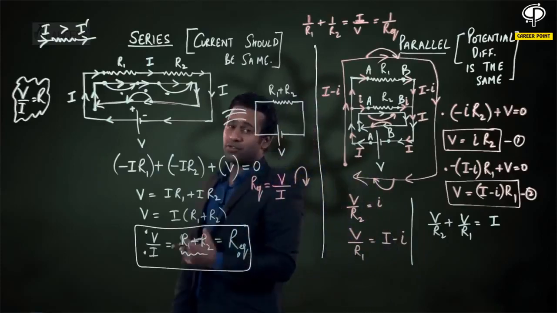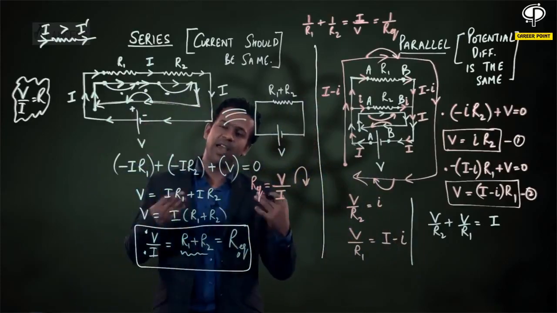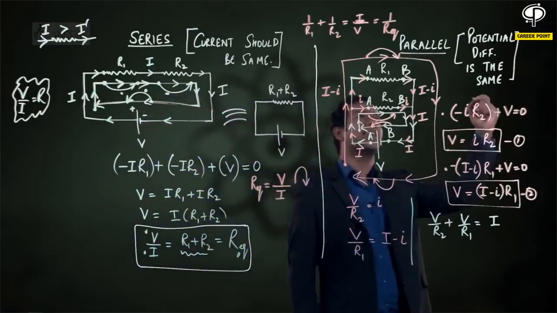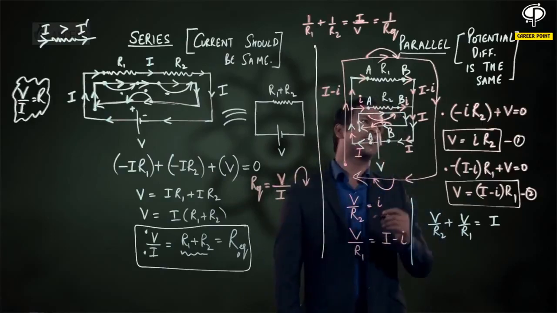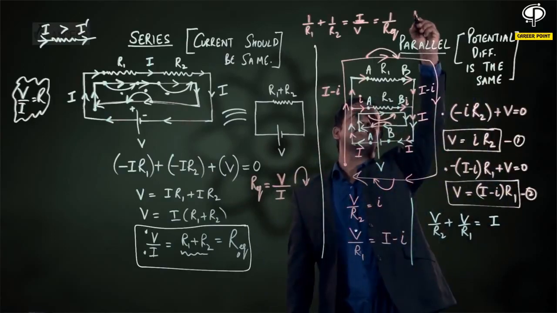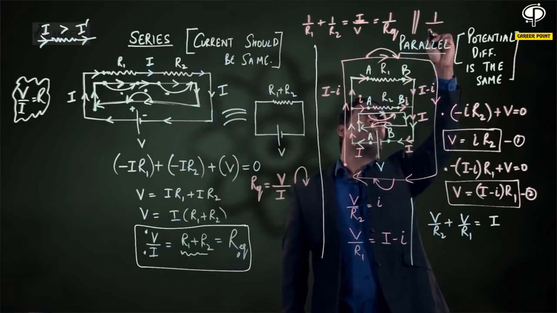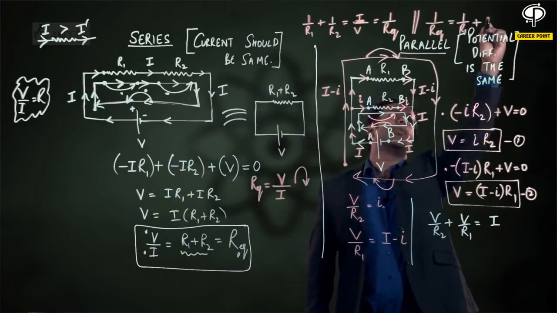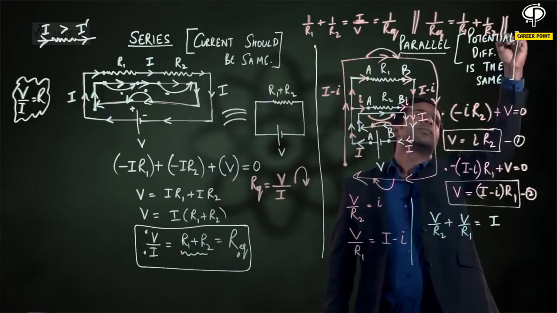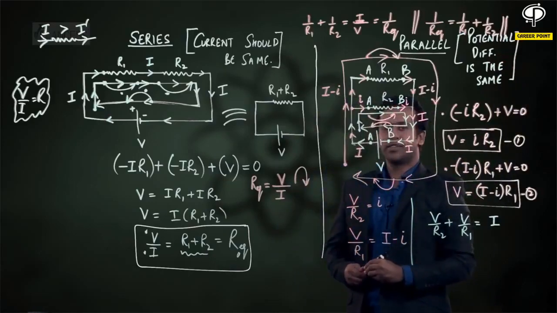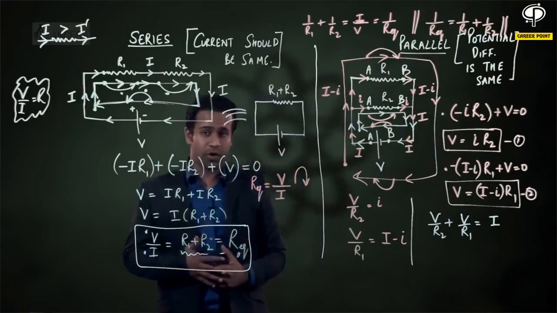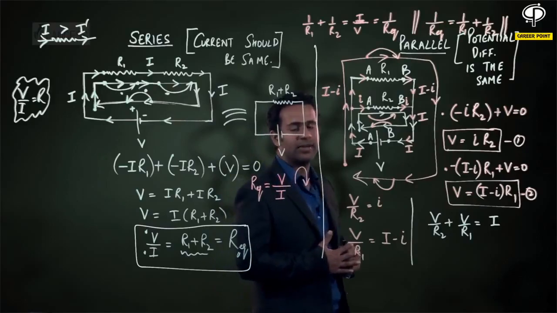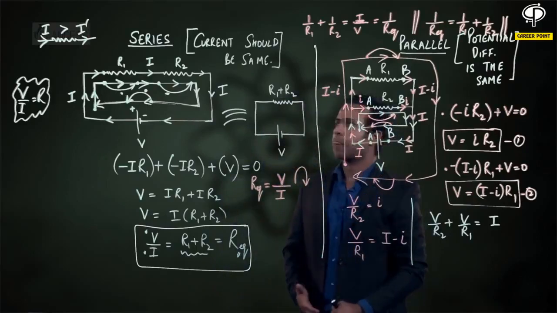It is, right? Because V by I is resistance, then I by V would become 1 upon resistance. And hence, we can say that in case of parallel combination, the equivalent resistance is given by 1 by R equivalent is equal to 1 by R1 plus 1 by R2. So this is the expression for R equivalent in case of parallel resistance, that 1 by R equivalent is equal to 1 by R1 plus 1 by R2.